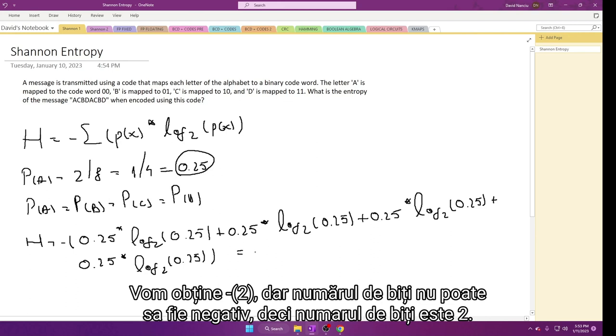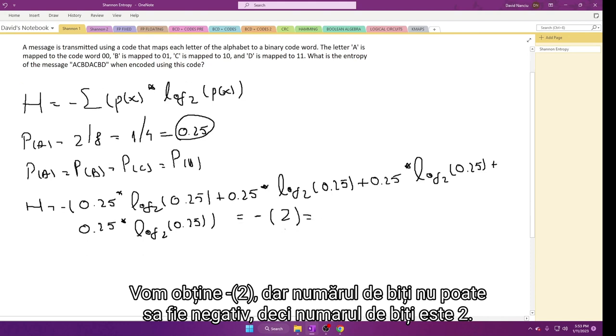Here we will obtain minus, actually 2, sorry, from these operations above we obtain 2, but the number of bits cannot be negative, so the number of bits is 2.